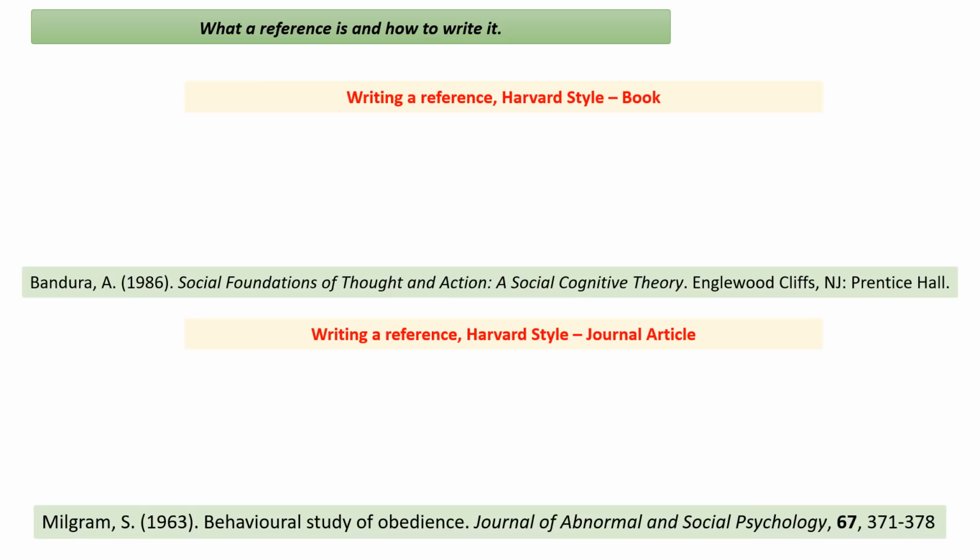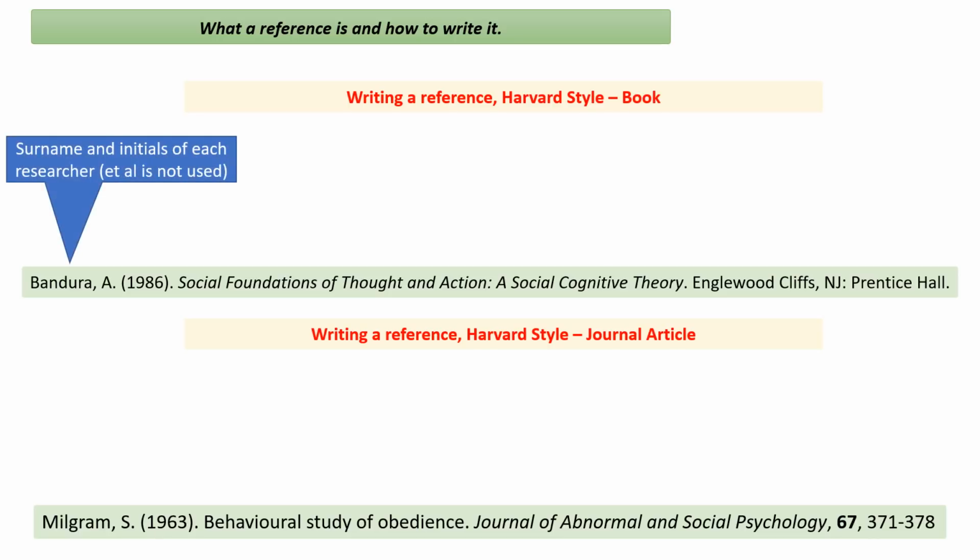So let's go on to how to properly write a reference. This has been asked directly as a question in a previous paper. So first of all, if we need to reference a book, we'll start off with the surname and the initials of the researcher. We don't use et al here. If there are multiple researchers, we'll list them out in the same format. Then in brackets, we'll write the year of the publication.